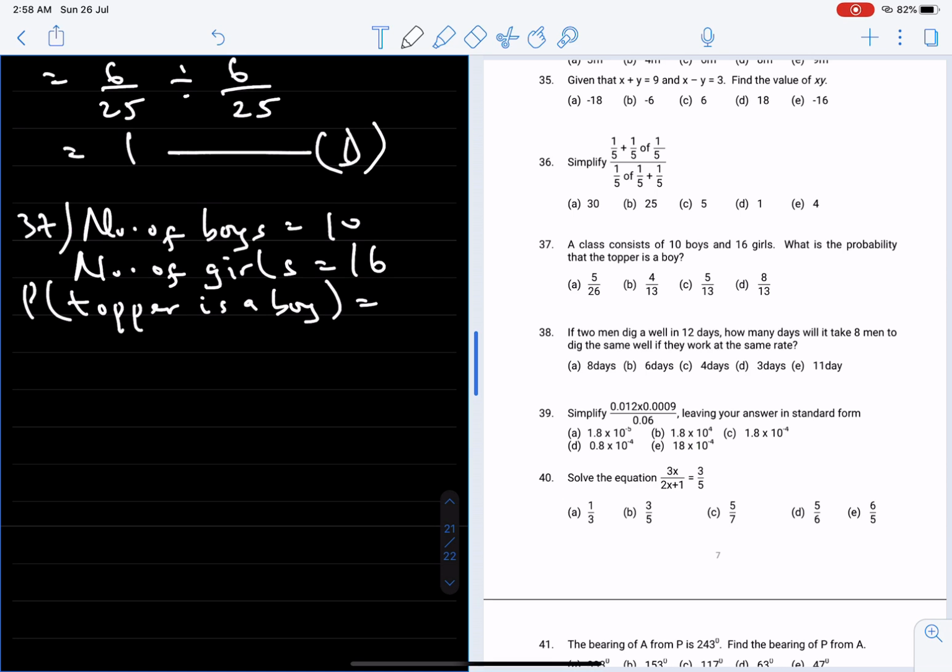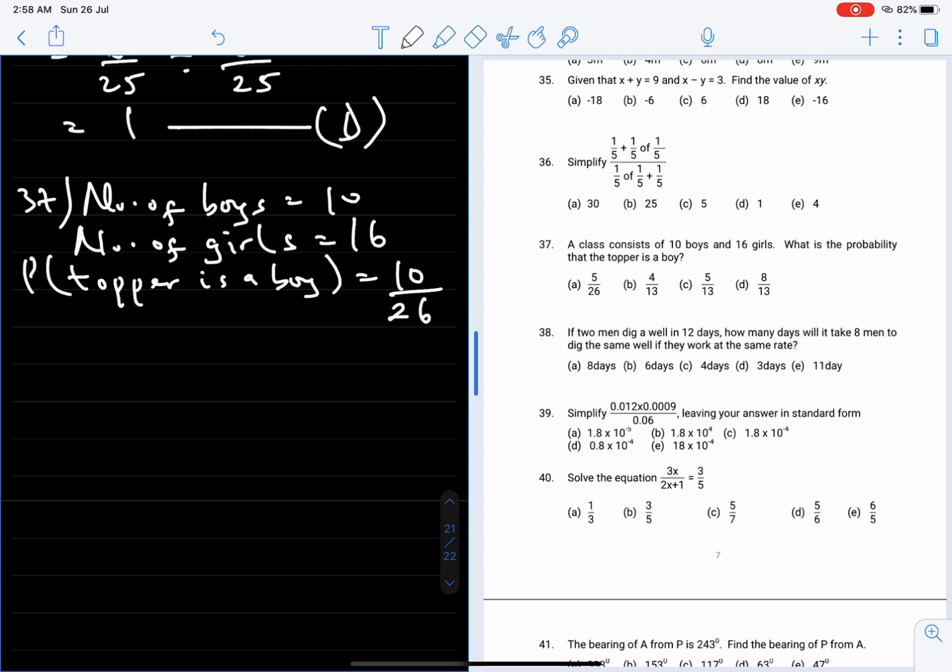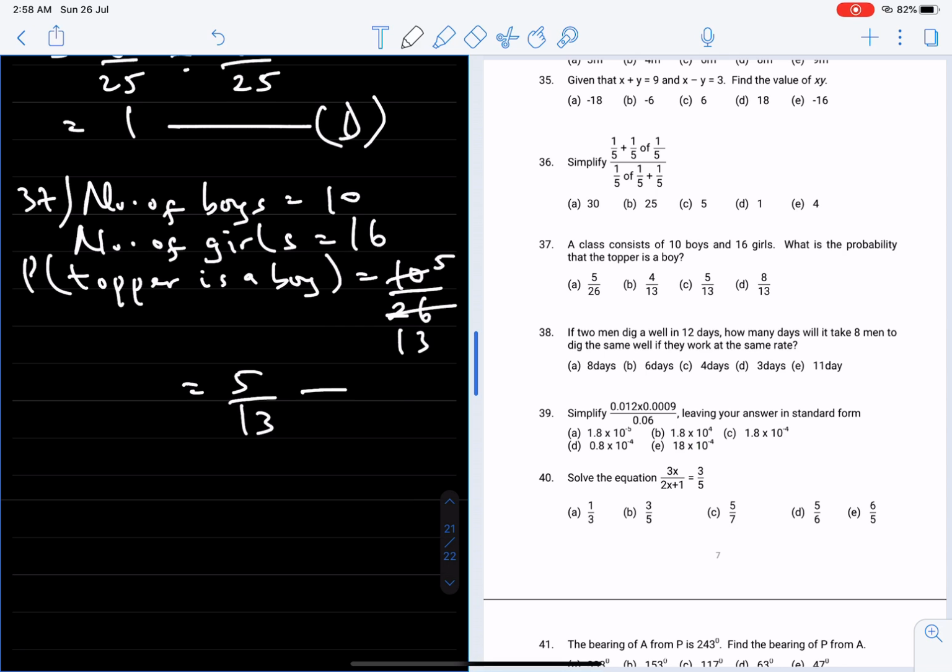It is going to be the number of boys, which is 10, divided by the total number of students in the class, and that's 10 plus 16, which is 26. That's equal to 2 here 5, 2 here 13, which is 5 over 13. And the correct option is C.